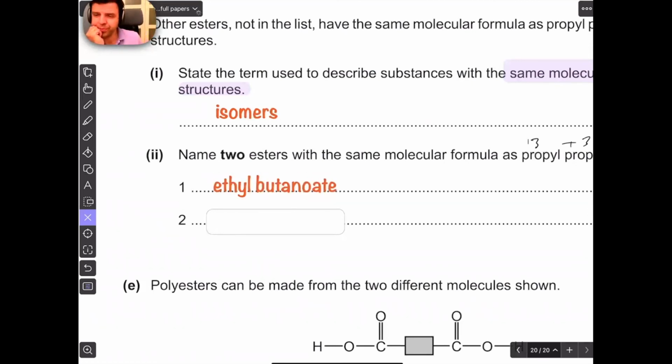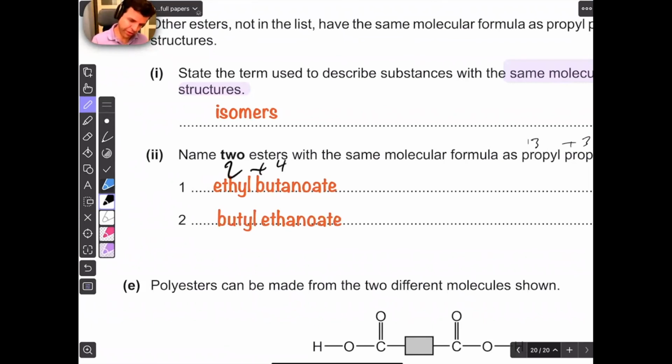Yusuf? Anybody else? Butyl ethanoate. Very good. So you reverse it, right? So either this is 2 and 4, 6. This is 4 and 2, which is also 6.